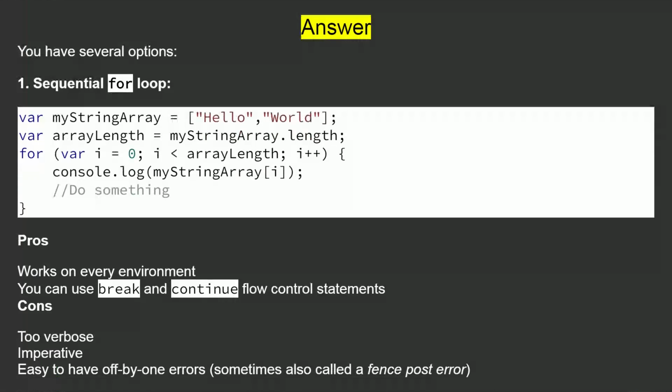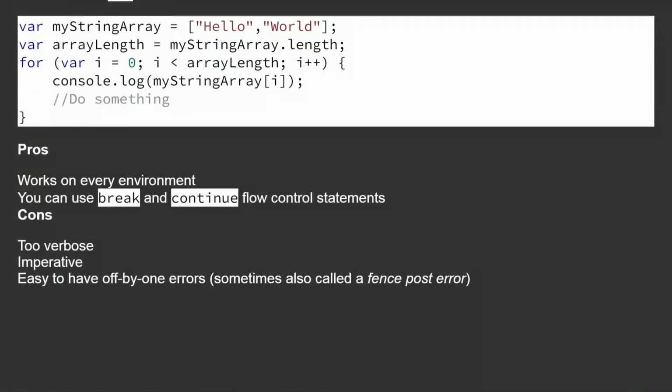Pros. Works on every environment. You can use break and continue flow control statements. Cons. Verbose, imperative, easy to have off-by-1 errors, sometimes also called a fence post error.